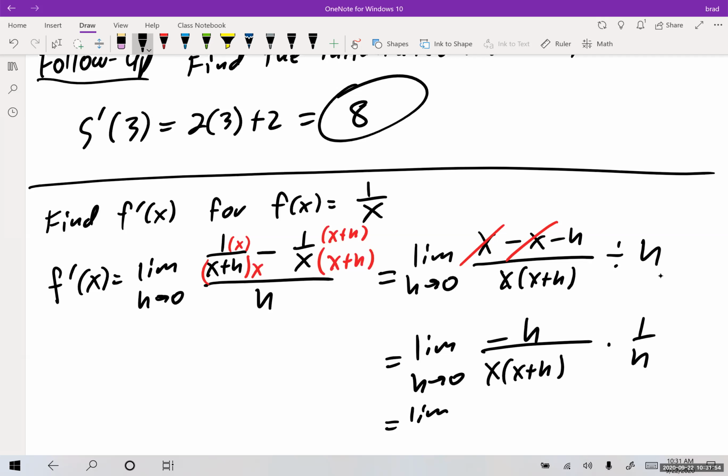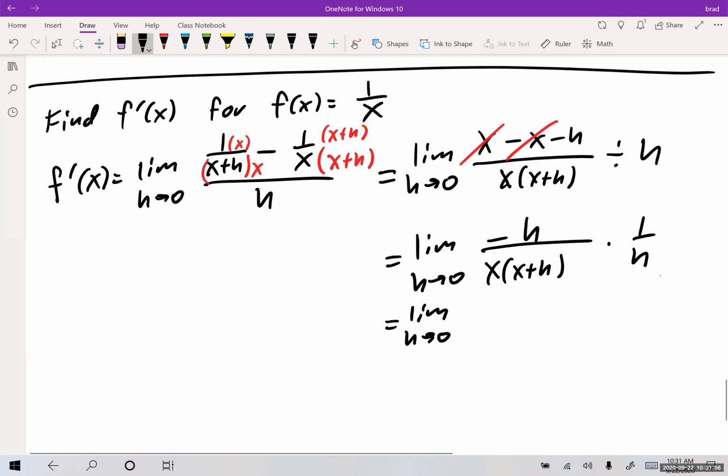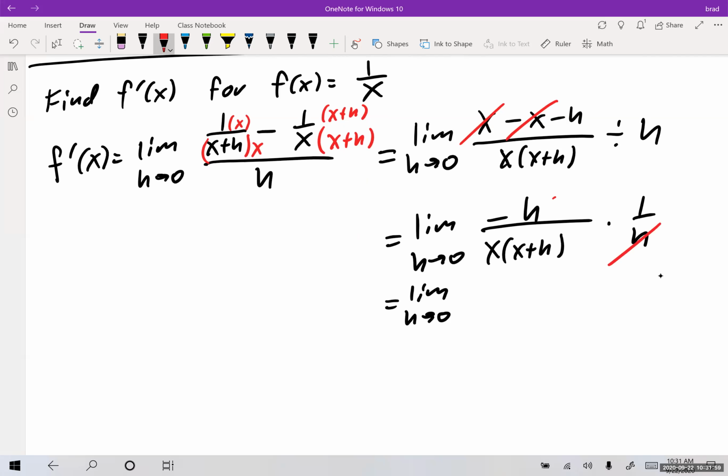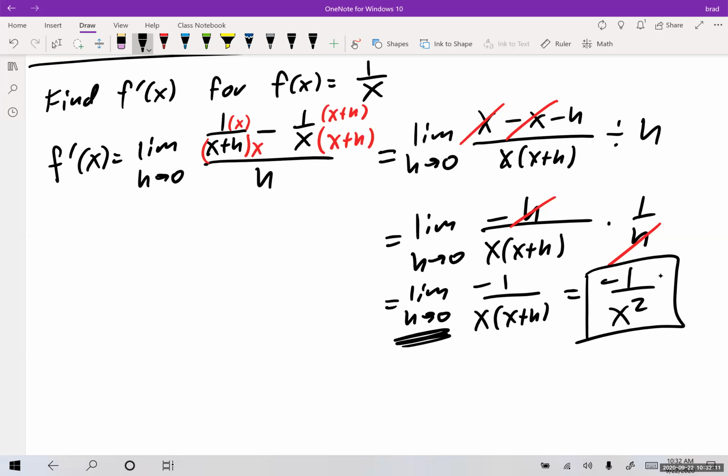So now we have the limit as h approaches 0. These h's cancel, and we just have plain old negative 1 over x times x plus h. But what is h approaching? H is approaching 0, so when I plug that in, I get negative 1 over x squared. And that is in fact my derivative of 1 over x.